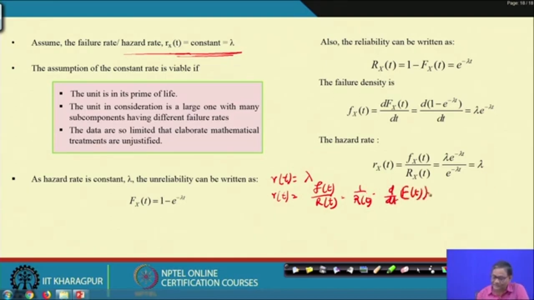You all know what this is: capital Ft is the CDF. Another thing is that Rt plus Ft equals 1. So capital Ft can be written as 1 minus Rt. Then d by dt of capital Ft is d by dt of (1 minus Rt), which is basically minus d by dt of capital Rt.